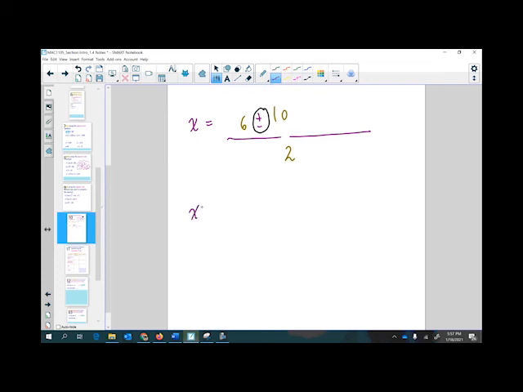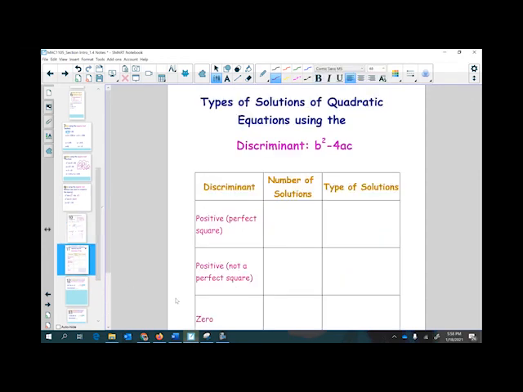So we have x is equal to 6 minus 10 all over 2, or x equals 6 plus 10 all over 2. And then simplifying each of those, we'll get 6 minus 10 is -4. So -4 over 2 gives you -2 as one answer. And then 6 plus 10 is 16 over 2. 16 over 2 is 8. So now we have our two solutions.